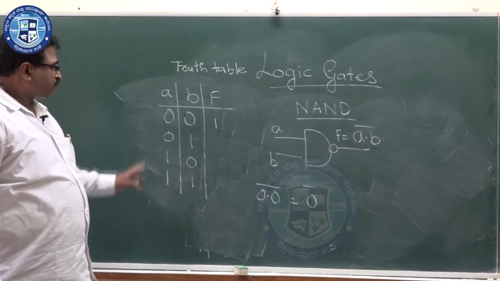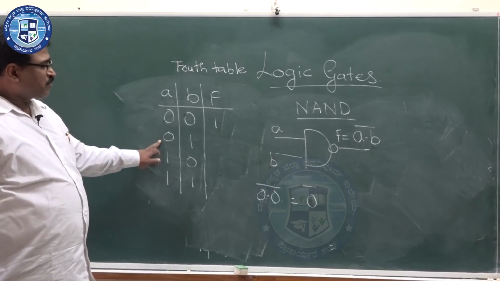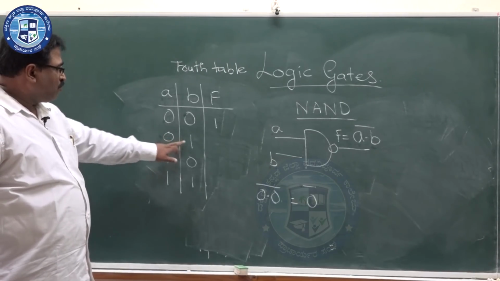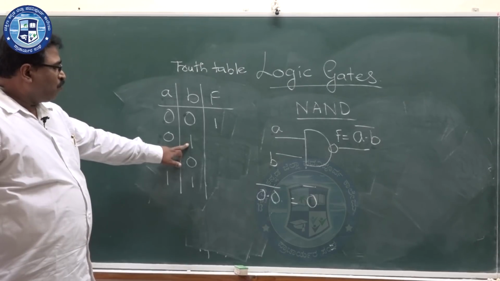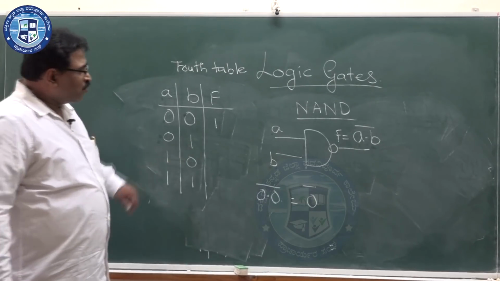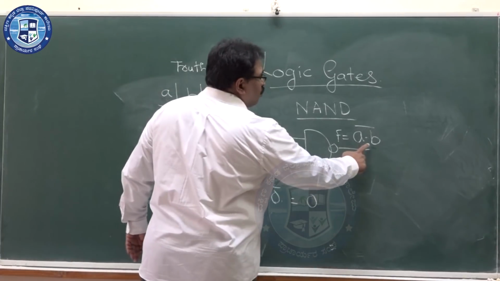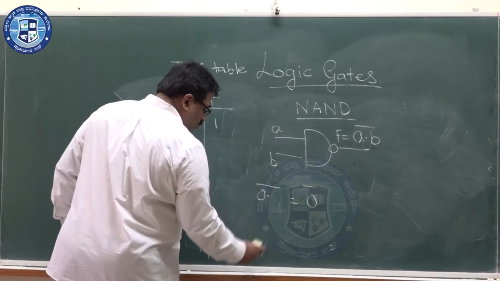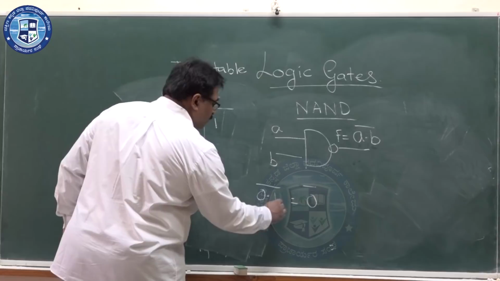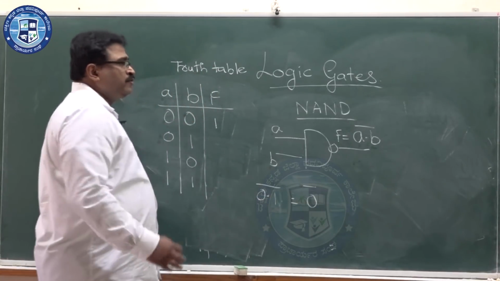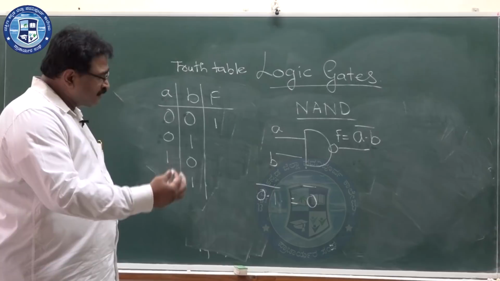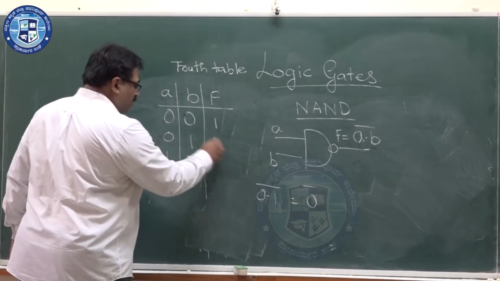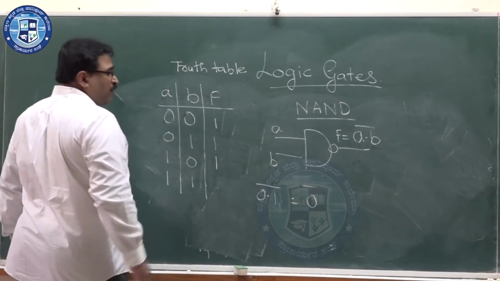Is it fine? Yes. Now we'll go to the next one. What is the input of A? 0. What is the output? 1. Right? So it is 0 dot 1. So instead of 0 here, this becomes 1. What is 0 dot 1? 0 dot 1 is nothing but 0. So complement of 0, it becomes 1. So similarly here also it becomes 1.